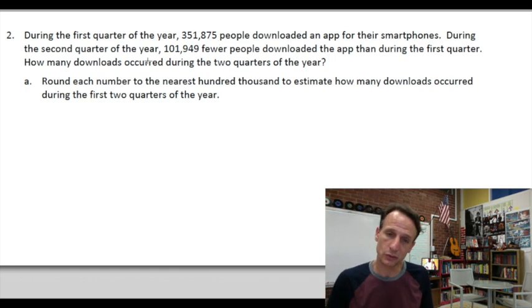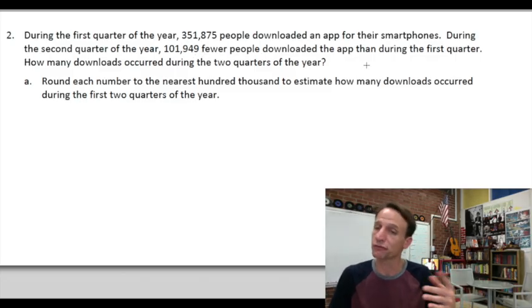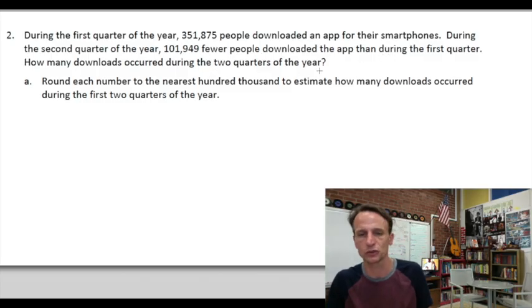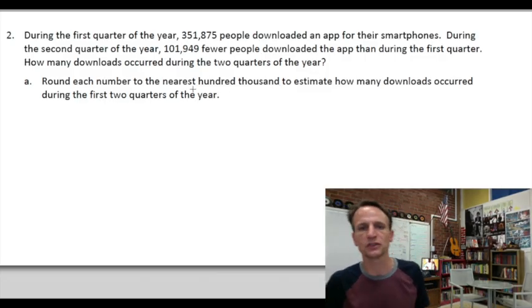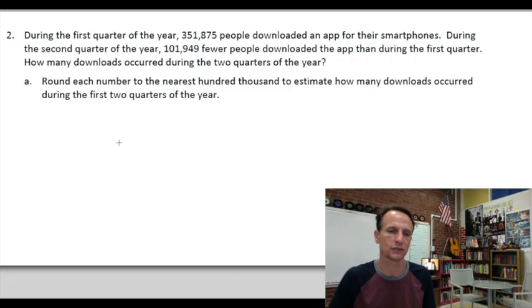During the second quarter of the year, 101,949 fewer people downloaded the app than during the first quarter. Okay, how many downloads occurred during the 2 quarters of the year? So the 2 of them together. And so what we'll do first is round each number to the nearest 100,000. That makes it easy to estimate how many downloads occurred during the first 2 quarters of the year.